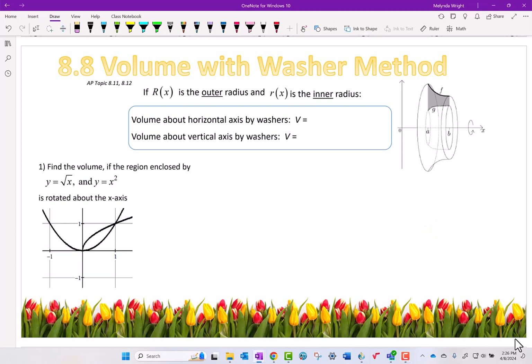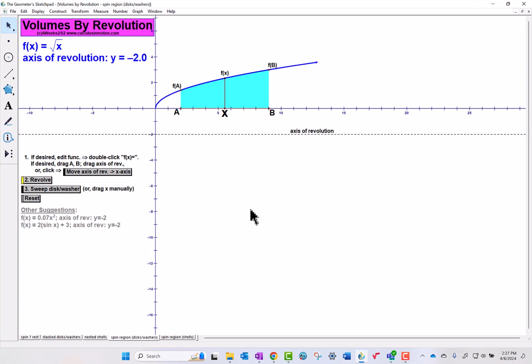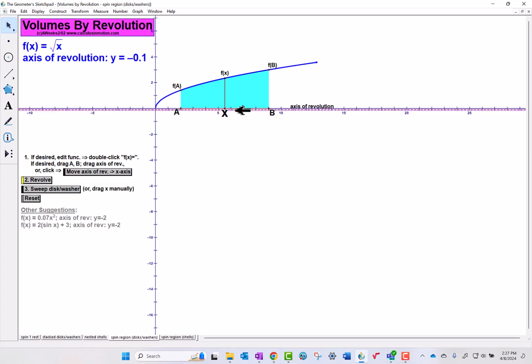All right, let's take a look at today's lesson. So today we're going to look at volume one more time, but this time we're going to look at the washer method. And what I would like to do is pull up that little applet that we looked at last time. If you recall from last time, with this blue portion right here from A to B, this is the part that's going to be revolving around the axis of symmetry or axis of revolution.